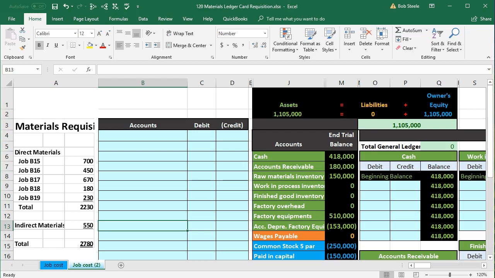In this presentation, we will record a journal entry related to the requisition of materials in a job cost system.